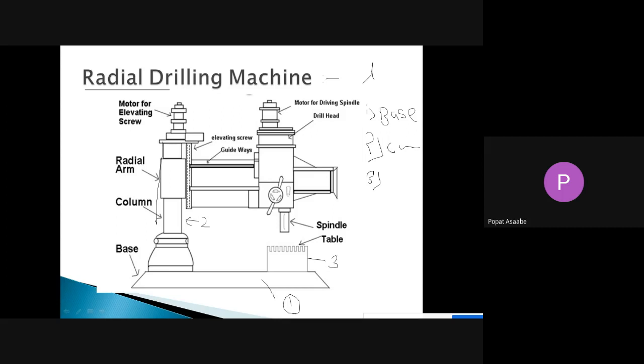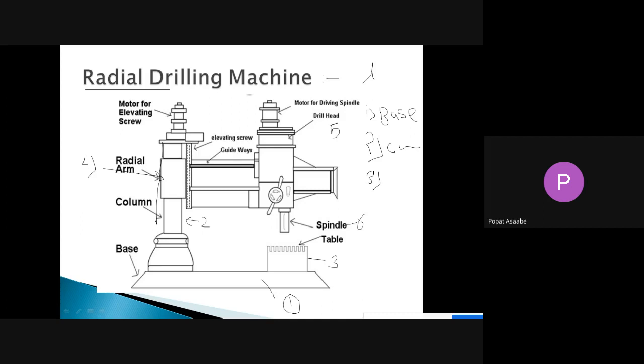Then part number 4 is the radial arm. See, this portion is called the radial arm, part number 4. Then the next part of your radial drilling machine is the drill head. This whole portion is called the drill head. This is part number 5. Then the spindle, part number 6.